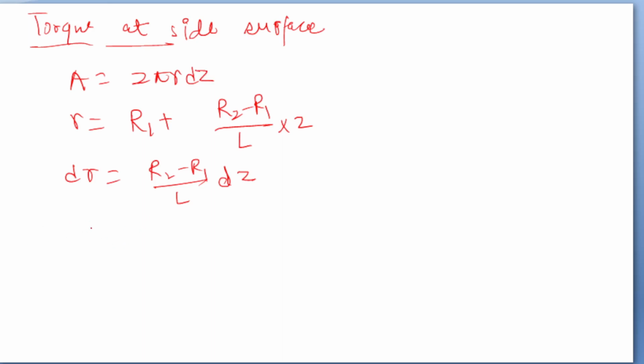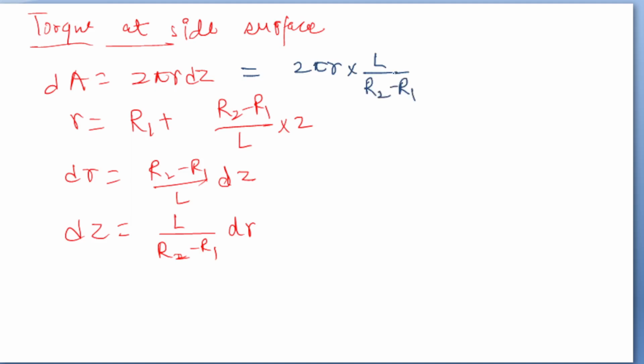So here we get dz is equal to L by (r2 minus r1) into dr. Now we substitute this value in the area. So this is dA. Here we get dA is equal to 2 pi r into L by (r2 minus r1) into dr.